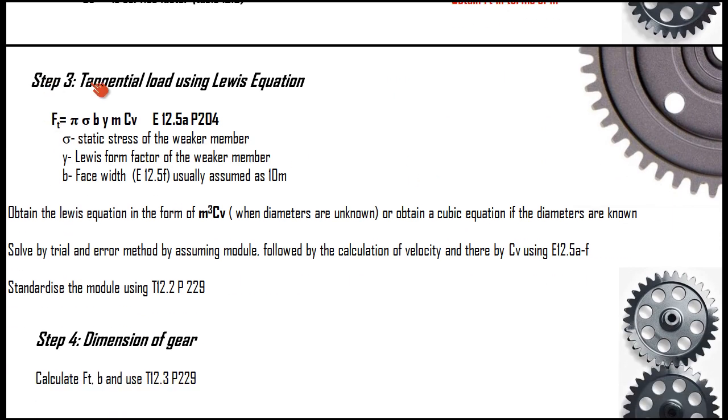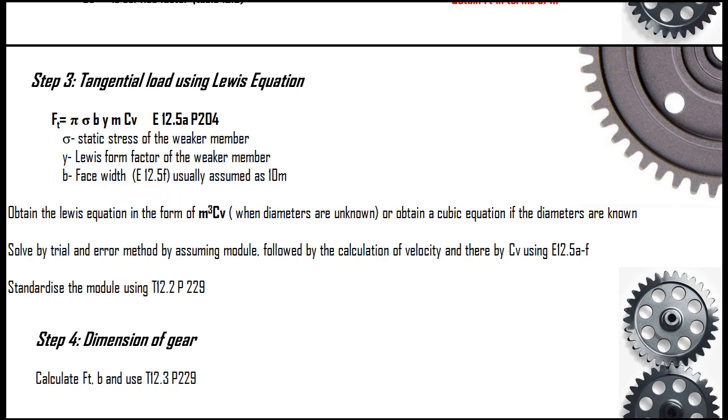Now in step number 3, we are supposed to find the same tangential load using the Lewis equation. The Lewis equation is given in equation 12.5a, page number 204, pi sigma by MCV. Ft we have already calculated in terms of M, that we have to substitute over here. Sigma is the allowable stress for the weaker member, that has to be noted. Now comes Y. Y is the Lewis form factor for the weaker member. Now the face width. Face width is usually taken as 10m. That can be obtained from equation 12.5f.